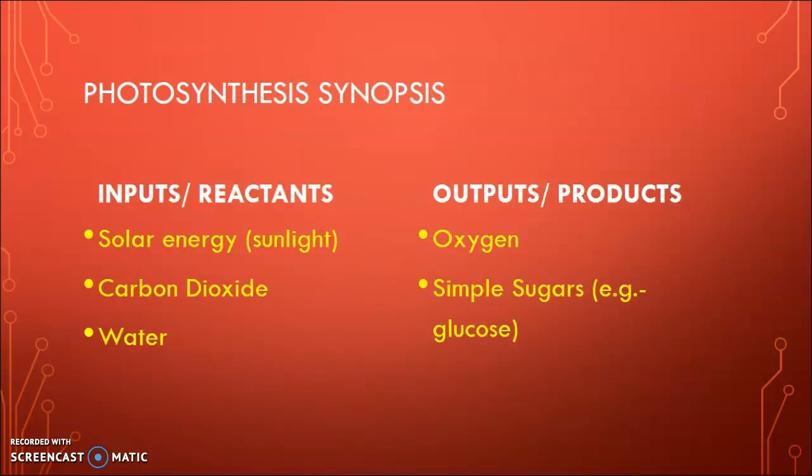So, synopsis of photosynthesis. What did we put in? What did we get out? Our inputs or reactants were solar energy. We put in sunlight, we put in carbon dioxide from the atmosphere, and we put some water in. These are things that plants need to be able to live. You have to water your plant. Your plant needs carbon dioxide, and it needs a good amount of light. And the things that come out of photosynthesis are oxygen, which was a byproduct from splitting that water, and those simple sugars, like glucose. The whole goal of photosynthesis is to make those sugars.